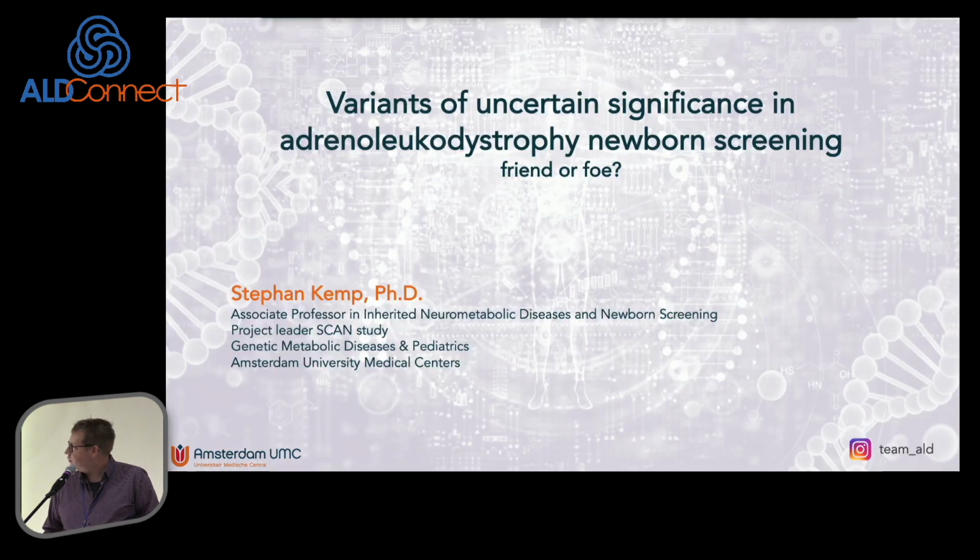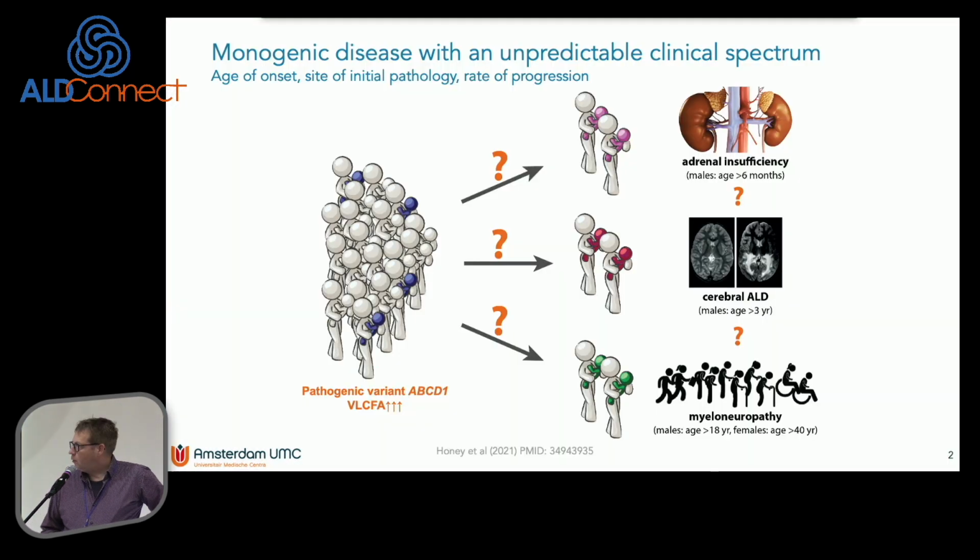Yeah, nice. So the topic is variants of uncertain significance. We'll talk a little bit about biochemistry and a little bit about genetics. It happens to be my specialty, one of my favorite topics. Okay, just one slide on ALD, because you've heard so much about it.